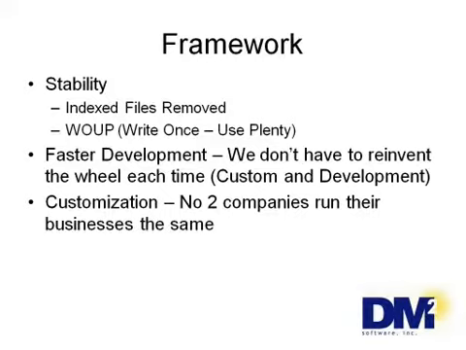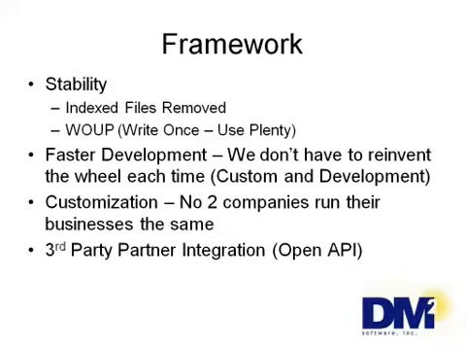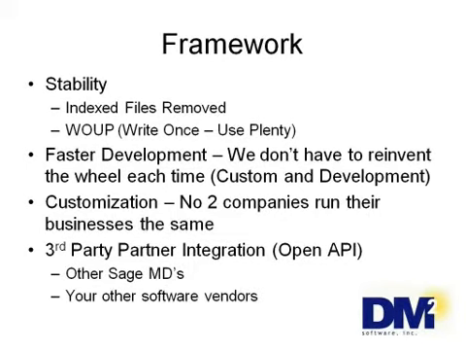Customization, no two companies run their businesses the same. So this provides your ability to customize the system and modify it. It makes it much easier for us to respond to your needs if it's beyond the scope of what you can do, as well as providing you a lot of tools for customization. Third-party partner integration, the industry term is an open API. That's the application program interface. That's a little document we share with our other vendors and other suppliers to tell them how to make sales orders, how to read customers, and those kinds of things. So other Sage master developers and your other software vendors.